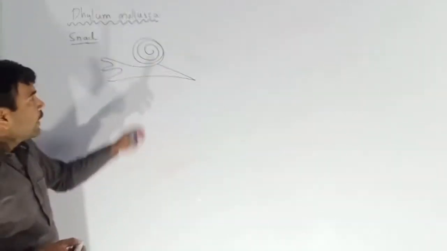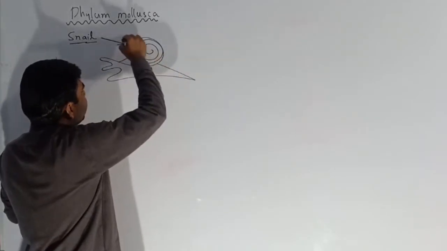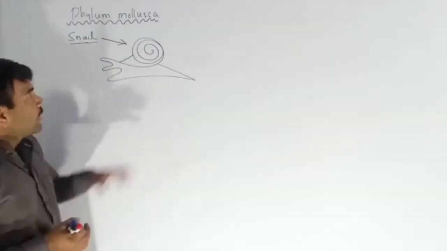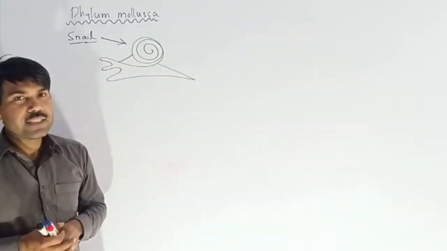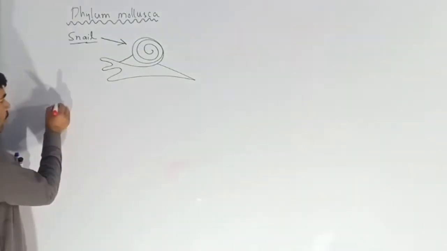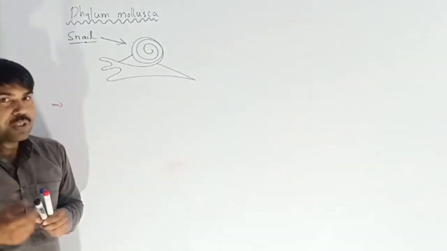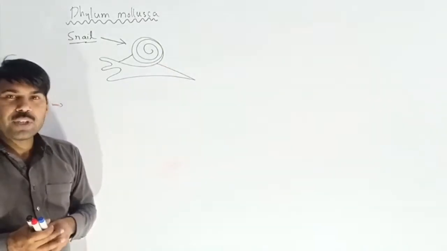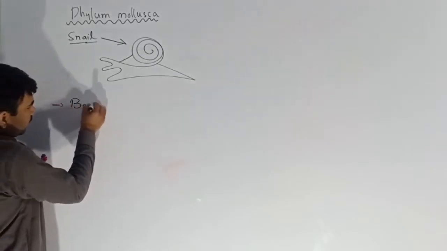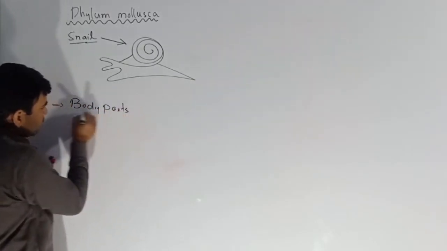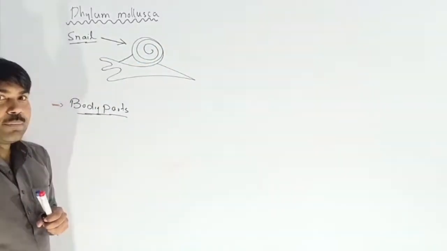Actually, this is the shape or diagram of the animal, and this animal is known as snail. We will discuss the general characteristics of the phylum Mollusca by using this example. The first character of the phylum Mollusca is the body parts, meaning what are the body parts involved in the formation of this snail. The body of this organism is composed of three main parts.